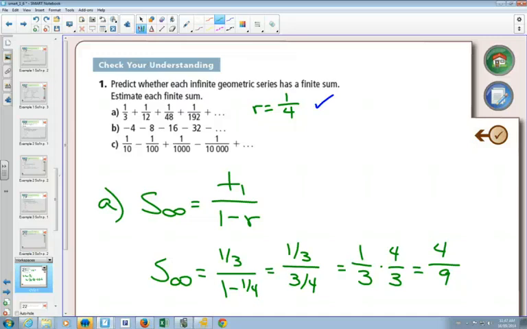So let's look at B. For B, what's our r value? It's doubling each time. We cannot find that infinite sum because it is divergent. The first one was convergent because that r value was less than 1. The second one is divergent because you're going more each time.